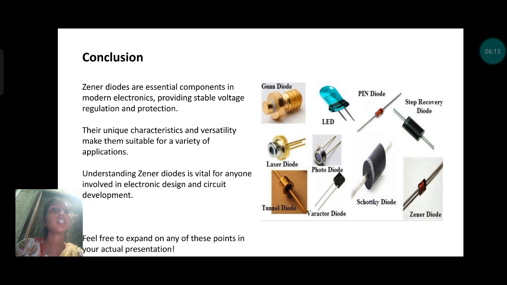Conclusion: Zener diodes are essential components in modern electronics, providing stable voltage regulation and protection. Their unique characteristics and versatility make them suitable for a variety of applications. Understanding Zener diodes is crucial for anyone in electronics.